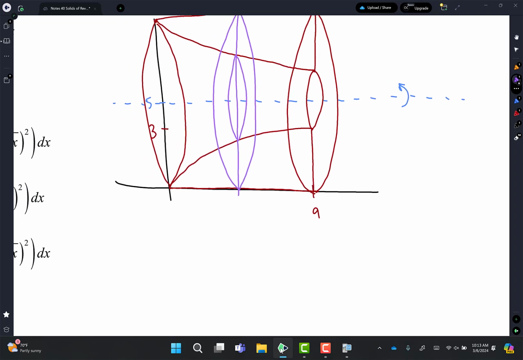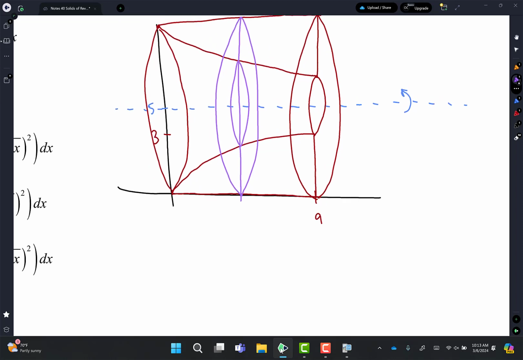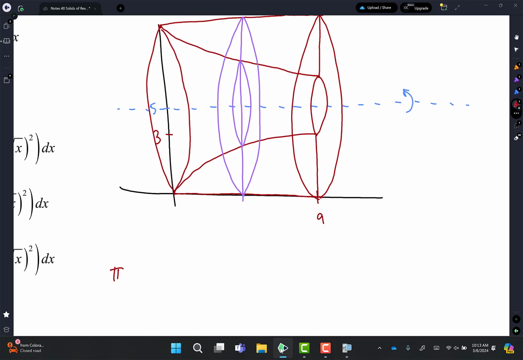Okay, here we go, guys. We already know it's a washer. Focus, guys. We're doing pi big R squared minus pi little r squared. I have the pi factored out. We're okay? That's my cross section. So pi on the outside. Let me go back to red. Pi integral from what to what? 0 to 9, because those are all dx's.